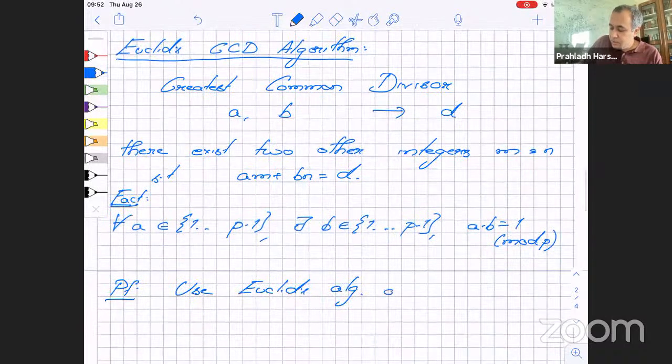On which two integers? On a and p. I'm going to apply Euclid's algorithm on a and p. A is a number less than p. P is a prime number. What's the greatest common divisor between a and p?